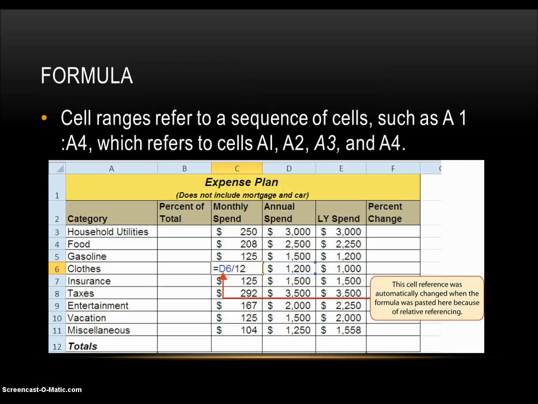Formula. A cell range refers to a sequence of cells, such as A1:A4, which refers to cells A1, A2, A3, and A4, and is written with the colon in between them.